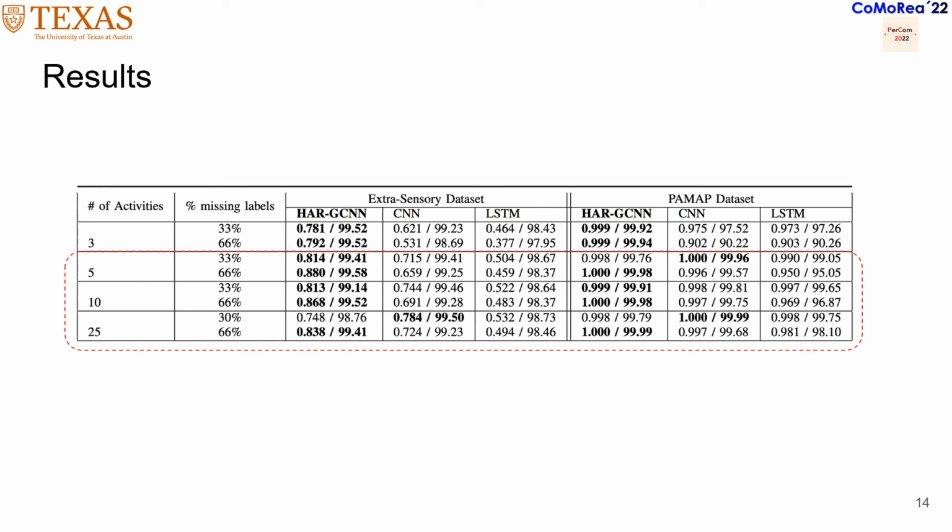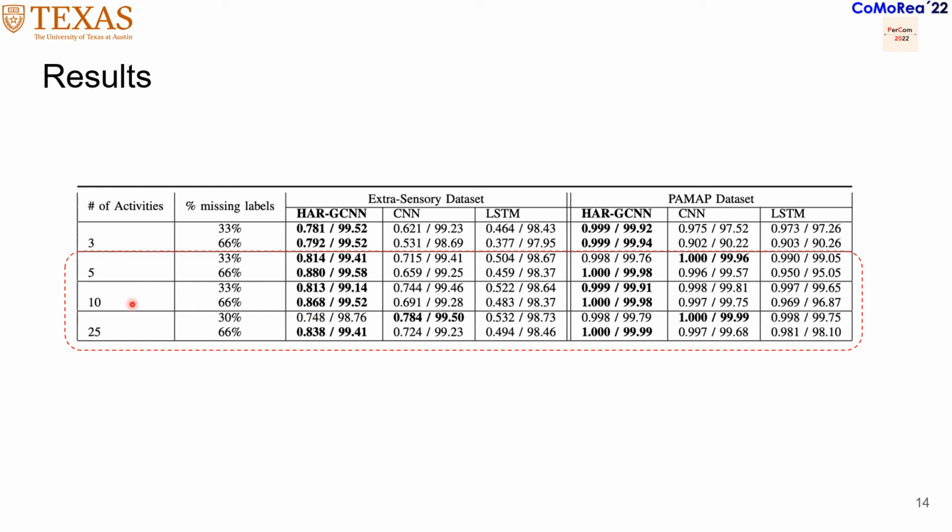The second part of the results is when the number of activities increases, like 3 to 5 to 10 and even 25. We notice the following: our performance in HAR-GCN actually improves a little bit, but still within the same epsilon or the same delta. As we can see, the performance is almost constant. So basically, our model is agnostic to the number of activities.